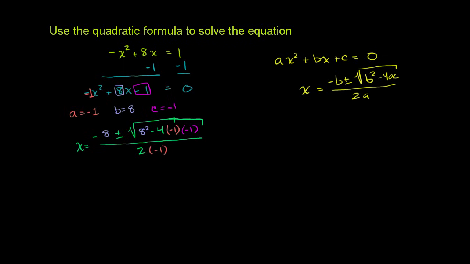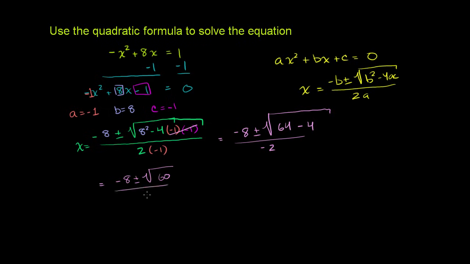So let's simplify this. This becomes negative 8 plus or minus the square root of 8 squared, which is 64. And then you have a negative 1 times a negative 1. These just cancel out to be a 1. So 64 minus 4. That's just that 4 over there. All of that over negative 2. So this is equal to negative 8 plus or minus the square root of 60, all of that over negative 2.